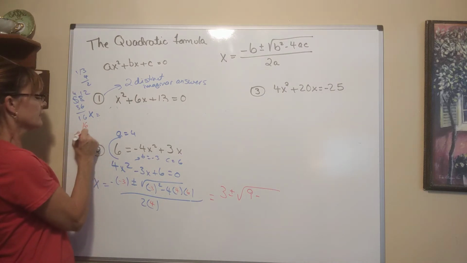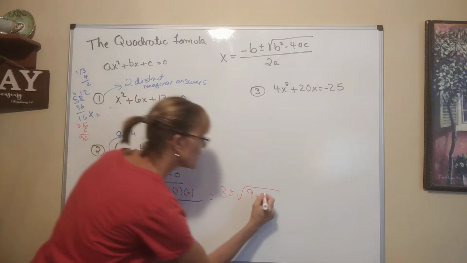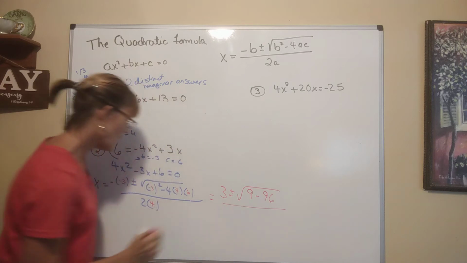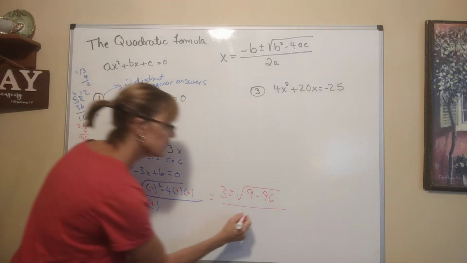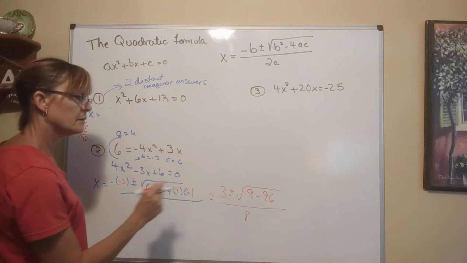Oh my goodness, I have to do so much multiplication today. Okay, this is 6, that's a 3, 6, it's 96 minus 96 all over 2 times 4, which is 8. All right, great. Let's do this.